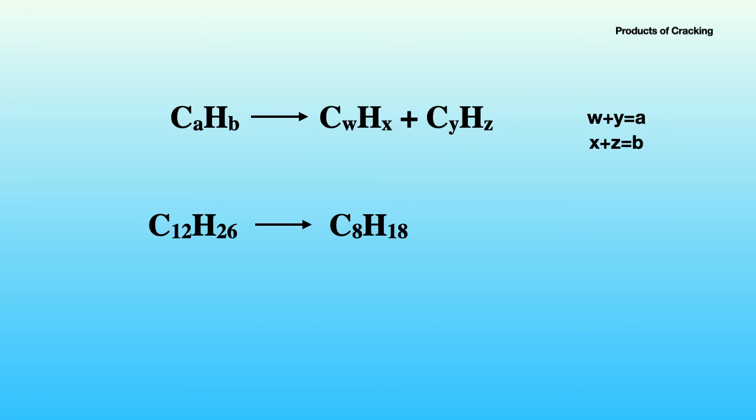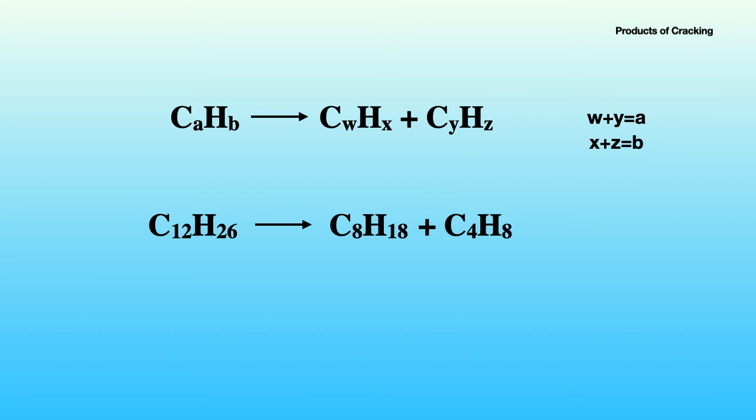Okay. Now, we started with 12 carbons. So far, we've only used 8. That means the other product must contain 4 carbons. 8 plus 4 is 12. For the same reason, we started with 26 hydrogens. So far, we've used 18. That leaves us with 8 we haven't used yet. So the actual product must be C4H8. Now that is not an alkane. That fits the general formula for the alkenes. So C4H8 is unsaturated. It's butene.